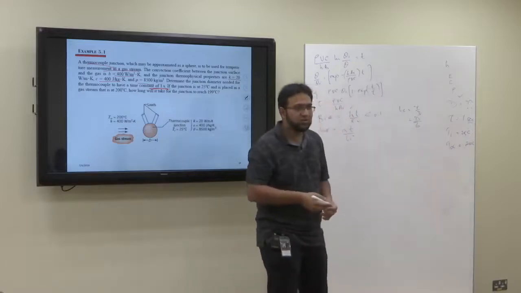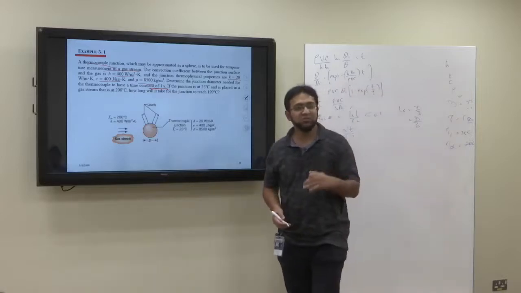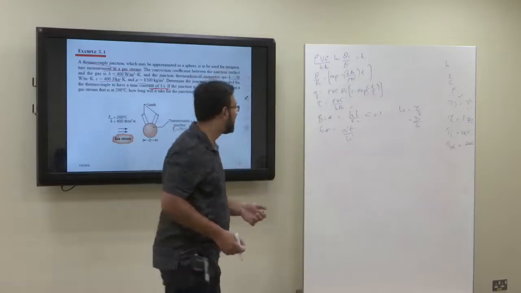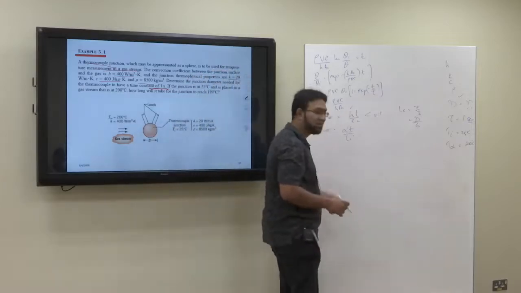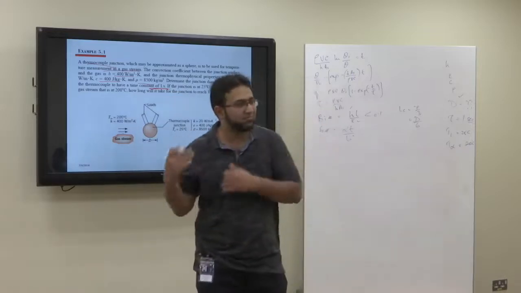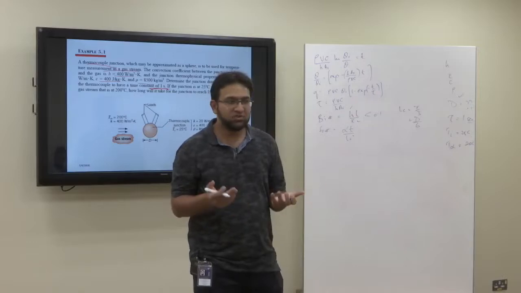But we don't know the diameter. That is the thing that we need to find out. If we don't know the diameter, we don't know the characteristic length. If we don't know the characteristic length, we cannot know what is the Biot number. If we don't know the Biot number, we cannot know whether the lumped capacitance analysis is applicable or not. So we cannot proceed in any way.